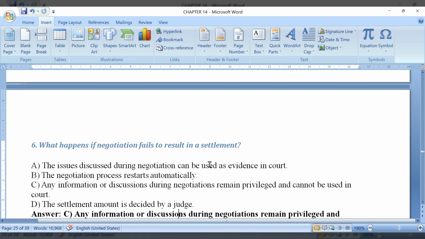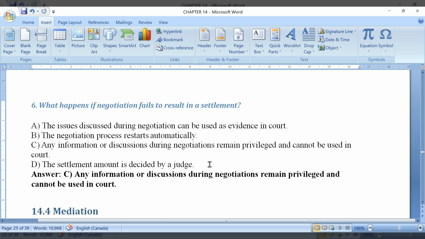Technical. 6. What happens if negotiation fails to result in a settlement? A. The issues discussed during negotiation can be used as evidence in court. B. The negotiation process restarts automatically. C. Any information or discussions during negotiations remain privileged and cannot be used in court. D. The settlement amount is decided by a judge. Answer: C. Any information or discussions during negotiations remain privileged and cannot be used in court.